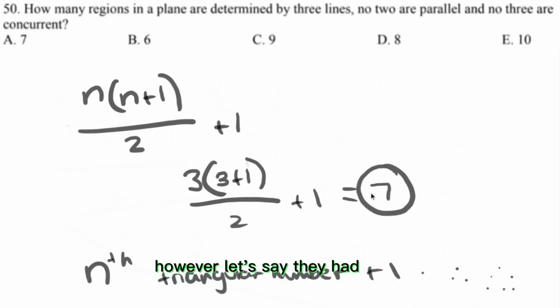However, let's say they had given how many regions in a plane are determined by 3 lines, no 2 are parallel, and 3 are concurrent. What you would do is you would do this exact same process just without the plus 1. But since they're asking for no 3 are concurrent, 7 is your answer.